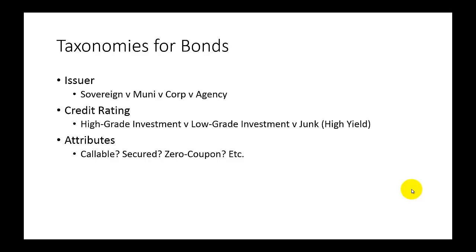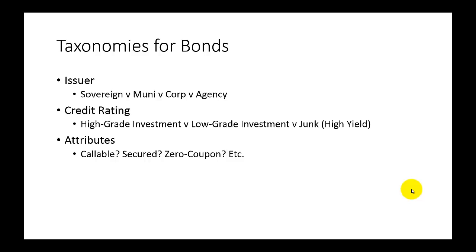The state of California, the county of Salt Lake County, the city of Detroit. Those are municipal bonds. Was it issued by a corporation? Ford Motor Company, Apple, Microsoft. Was it issued by an agency? So agencies are entities that were created by the U.S. government but not technically owned by the U.S. government. Back in the day, this was Fannie and Freddie. So anyways, that's just the first axis on which you can categorize bonds.